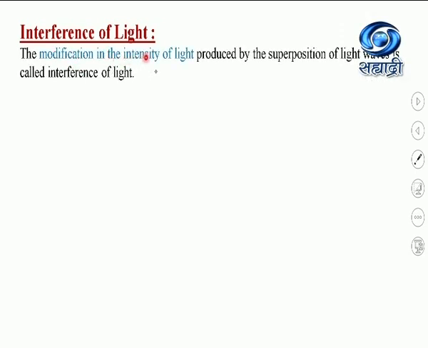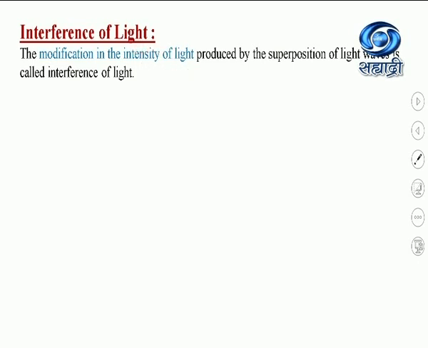The modification in the intensity of light produced by the superposition of light waves is called interference of light. Now, when two light waves superimpose or overlap with each other, at some points the intensity of light is maximum, and at some other points the intensity of light is minimum. So there is modification in the intensity of light, and that is called as interference of light.